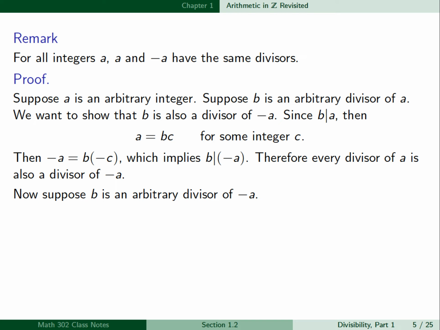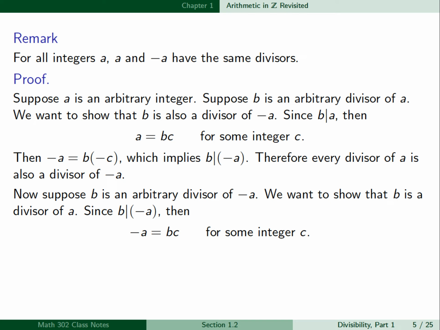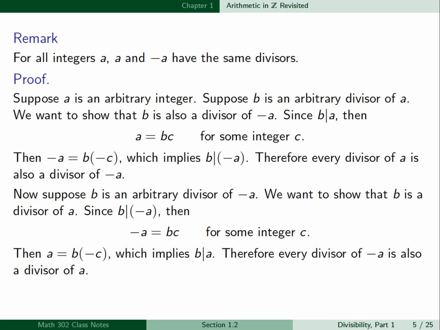Now suppose b is an arbitrary divisor of minus a. We want to show that b is also a divisor of a. Since b divides minus a, then minus a is equal to bc for some integer c. Then a is equal to b times minus c, which implies b divides a. Therefore every divisor of minus a is also a divisor of a. Combining these two results, we can conclude that a and minus a have the same divisors.